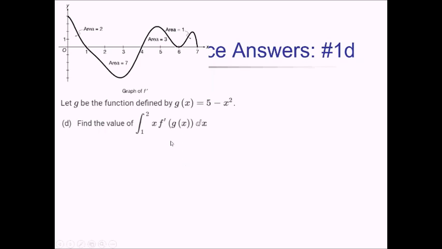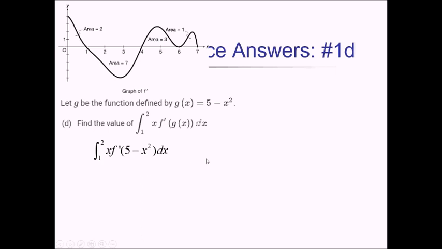For this next problem, they want us to figure out the value of the definite integral from 1 to 2 of x f prime of g of x dx. Now, the key here, which will make your life a little bit easier, is if you actually replace the g of x with what it stands for, the 5 minus x squared. Because if we do that, we see that we now have an inner function, and the derivative of that inner function, which involves an x, is elsewhere in this problem. So this is kind of the red flag for using integration by substitution.